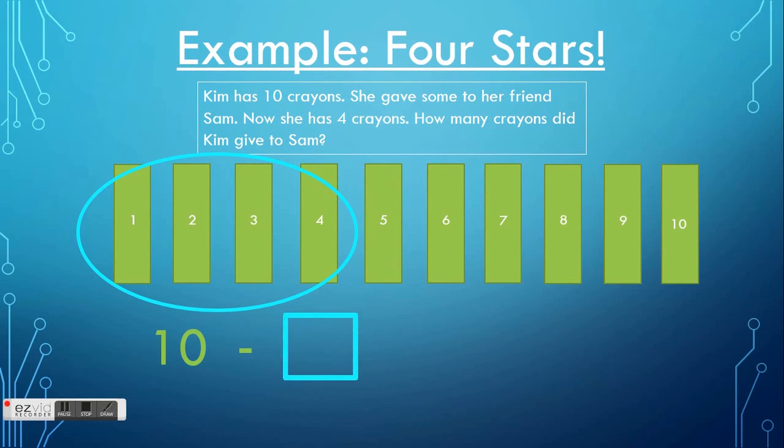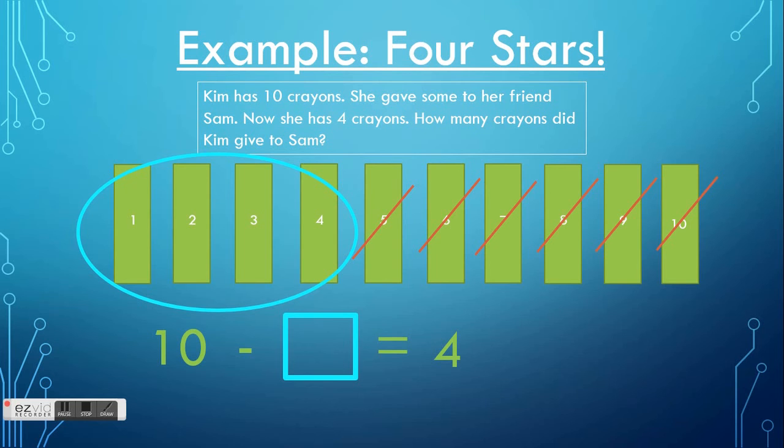Now we don't know how many she gave away yet, but we do know she ended up with 4 when she was done. So with takeaway, let's use those slashes. Let's cross out some crayons until we're going to leave that circle. That circle is really important right here where we can see she had 4 left. So we're going to leave that circle alone. We're going to cross out everything else. Boom, boom, you're gone, you're gone, you're gone. All those crayons went to Sam.